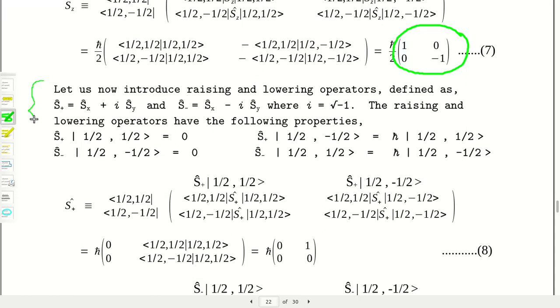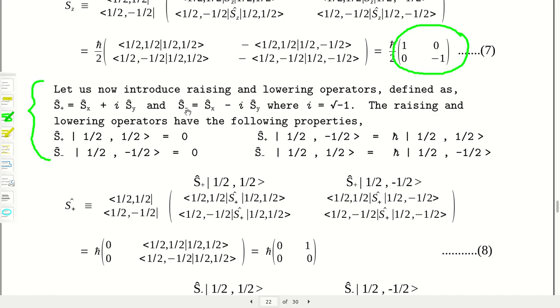And again, I am just reading out these things. These are not discussed earlier. You don't know these things. Just assume that there are two other operators which are not physically acceptable operators, but mathematically very viable, because S plus is the raising operator, which is formed by Sx plus i Sy, operator Sx plus i into operator Sy.